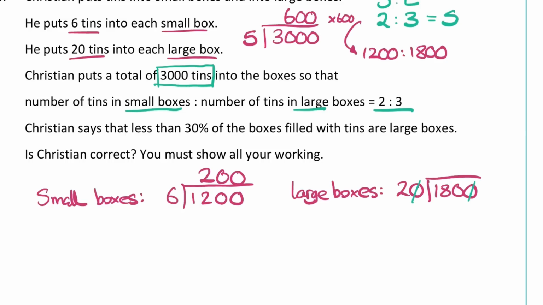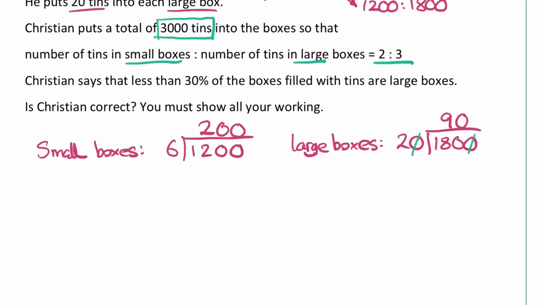It's much easier now to do 2 into 180. 2 goes into 18, 9 times, and then 0. So there are 90 large boxes. So there are 200 small boxes, 90 large boxes.